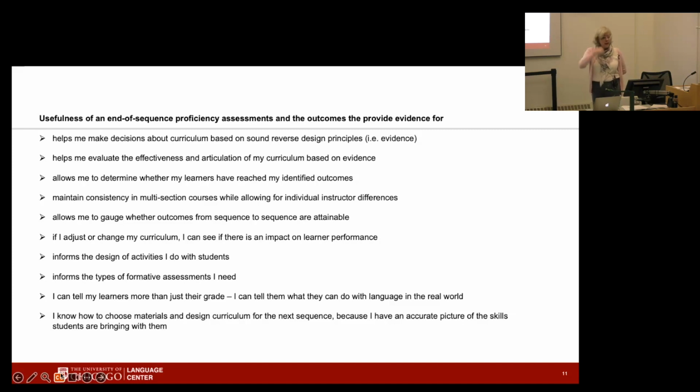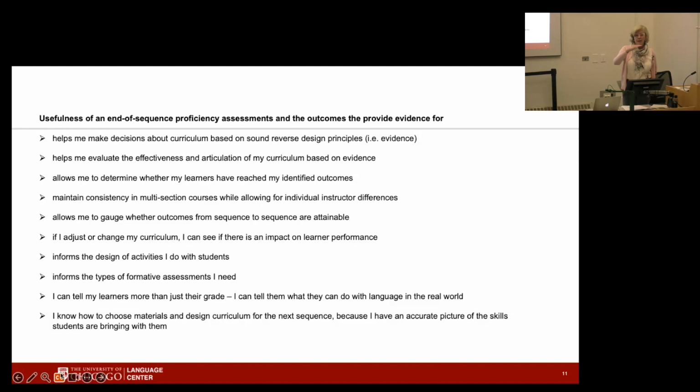Number three, they get to see if they're progressing the way they're supposed to be, which is basically the definition of a formative assessment. It informs the teacher. It also informs the learner of how things are going. And I can tell my students more than just their grade. I can talk about real world skills, and I can think about what needs to happen in my second year curriculum based on what I know they're completing the first year curriculum with.